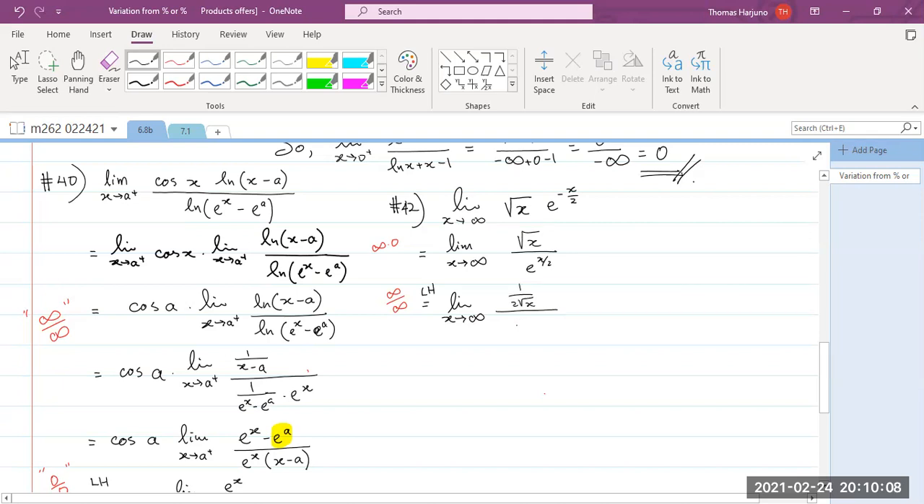At the bottom, I'm sorry, when I do the derivative, it is e to the x over 2 times 1/2, right? Which will give us the limit as x goes to infinity, the 1/2 cancels, 1 over square root of x times e to the x over 2. Now, you will have 1 over infinity at the bottom.